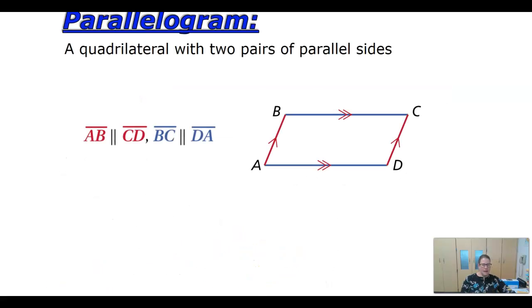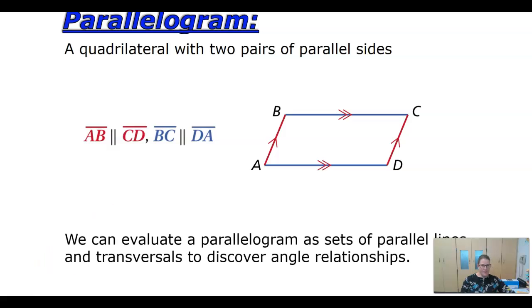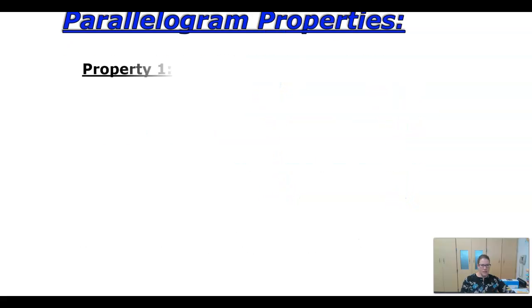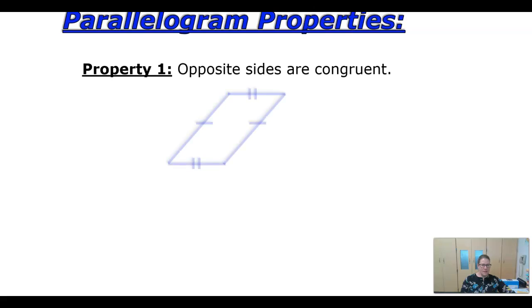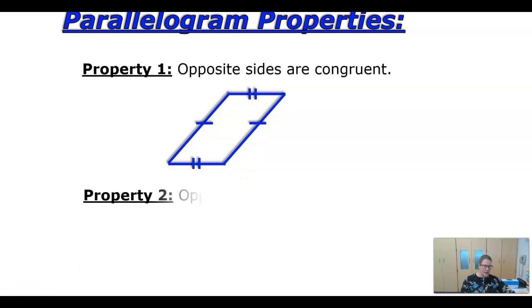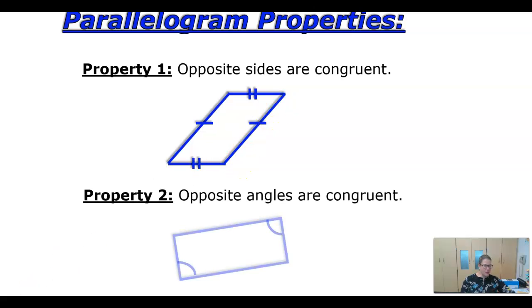Okay. Now, we talked a little bit about parallelograms in the previous section. So we're just going to quickly go through this. Parallelograms have opposite sides that are parallel. They also have the following properties. So property 1 is that opposite sides are congruent. So if this side right here were 10 inches, this side here would also be 10 inches. They have opposite angles that are congruent.